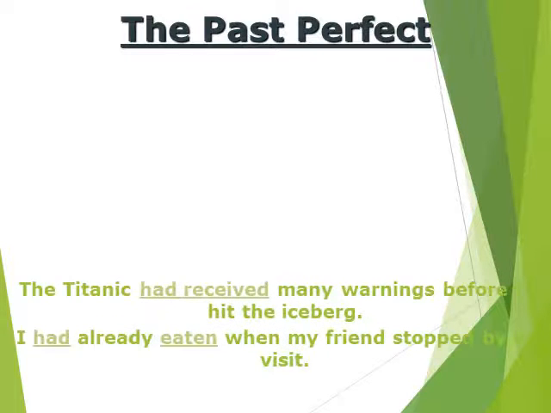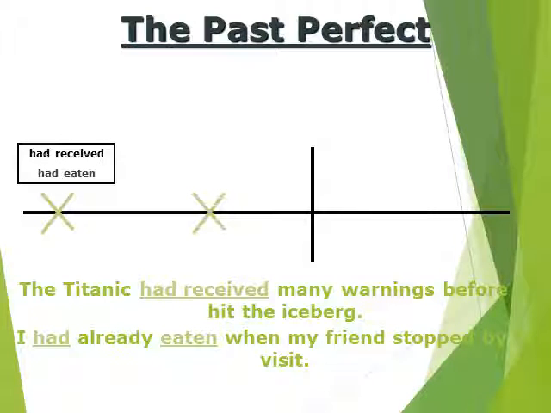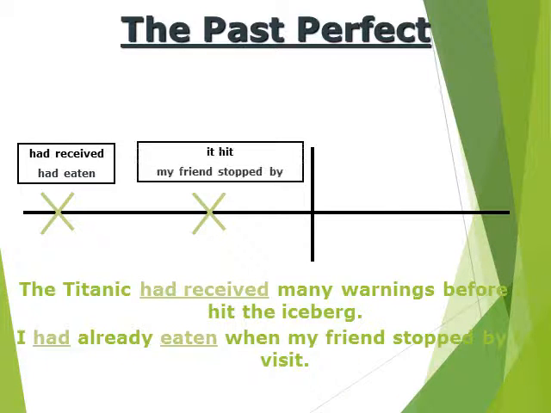The Titanic had received many warnings before it hit the iceberg. What happened first? Receiving many warnings. So receiving many warnings happened before hitting or crashing into the iceberg. I had already eaten when my friend stopped by to visit. So first eating, then visiting.